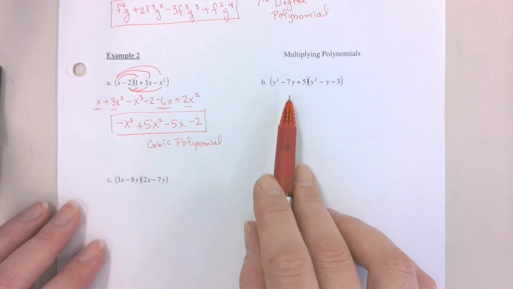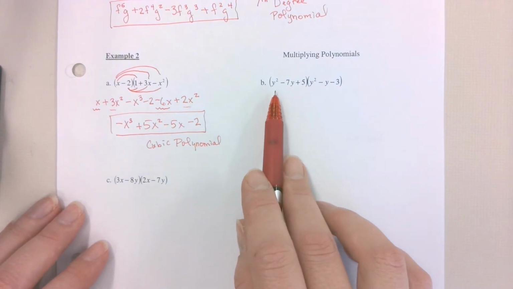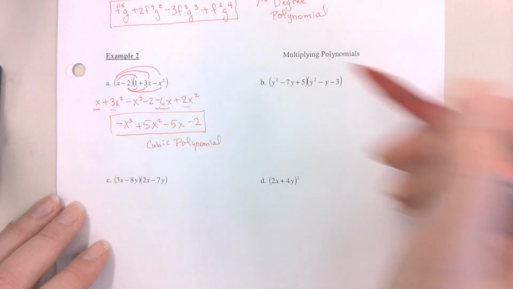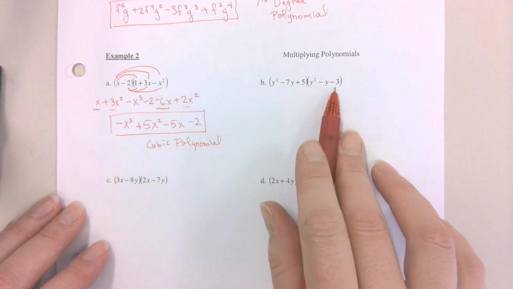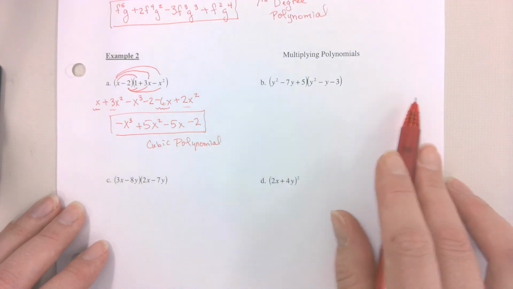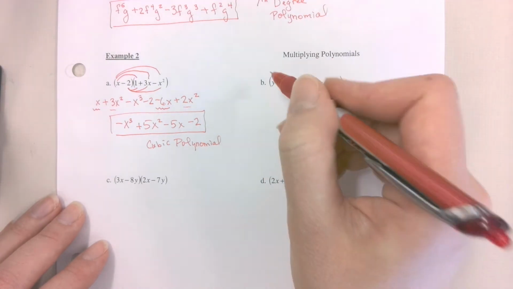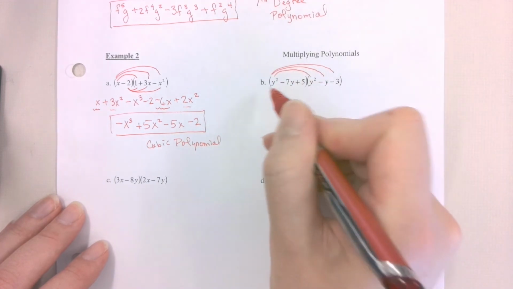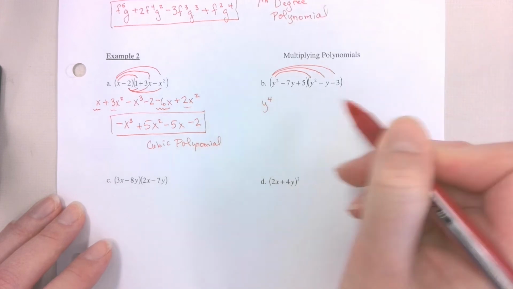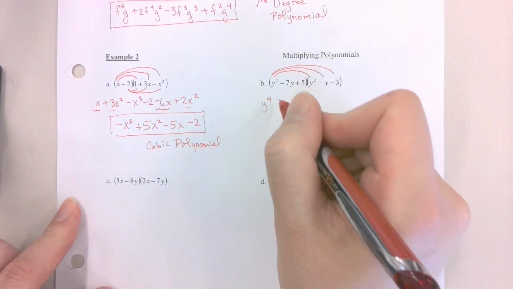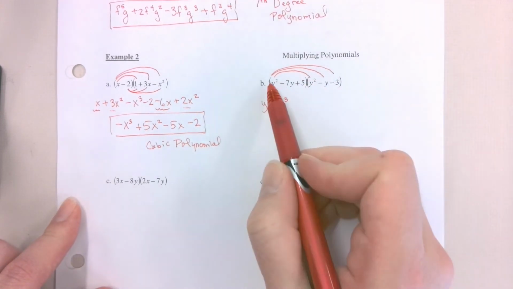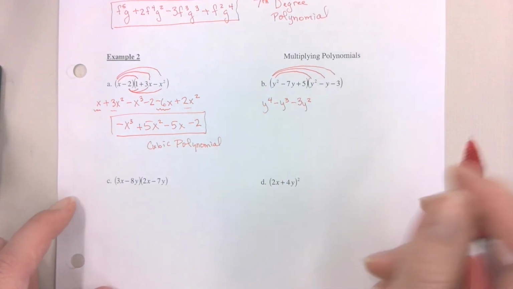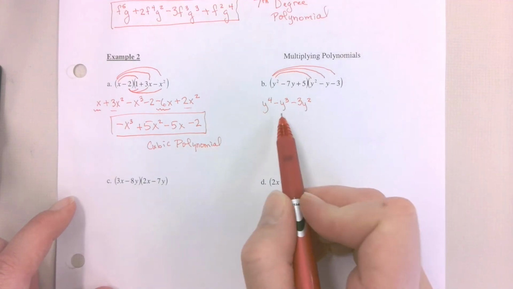This one is going to be a little bit more work because I have a quadratic trinomial times a quadratic trinomial. So I am choosing to stack this. Notice that they're in order. Again, you can write it out in one big line, but I'm going to go ahead and make some lines here. So I'm going to take this y squared times all 3 terms. So that would give me y to the 4th. And then I have y squared times negative y, so negative y to the 3rd, and y squared times negative 3, negative 3y squared.